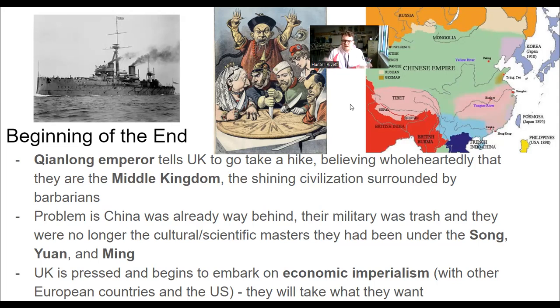They do have gunpowder technology. It's where it was invented, of course, but still very limited. And China was in a cultural and scientific decline, right? This isn't the Song Dynasty. This isn't the Ming Dynasty. They had fallen behind. So, of course, the United Kingdom is very pressed, and they say, okay, well, if you won't give us it, we'll take it, right?